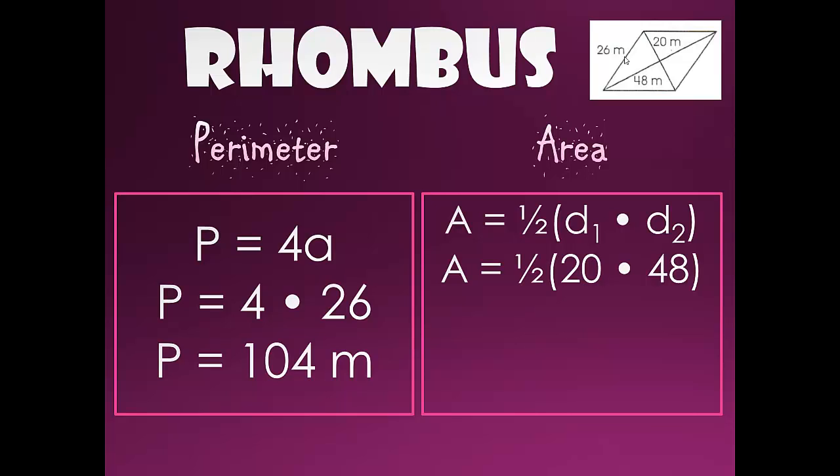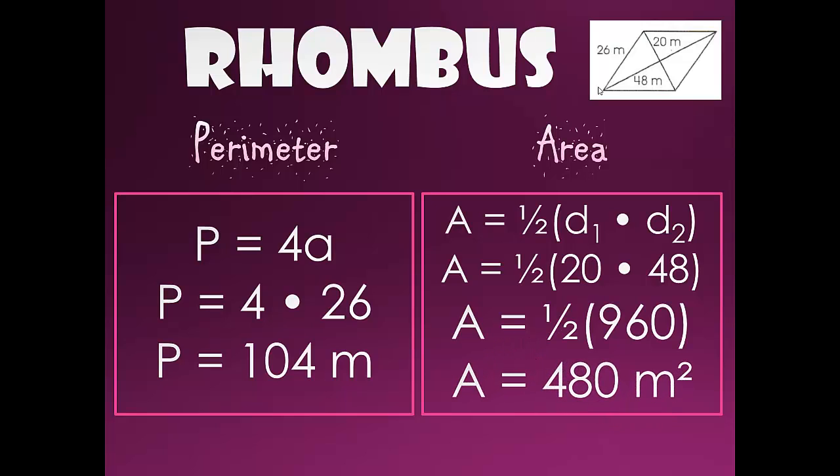D1 and D2 stand for the diagonals. Our diagonals are 20 meters and 48 meters. So we're going to have area equals 1/2 times the quantity 20 times 48. 20 times 48 is 960. So our area is equal to 1/2 times 960. So our area equals 480 square meters.